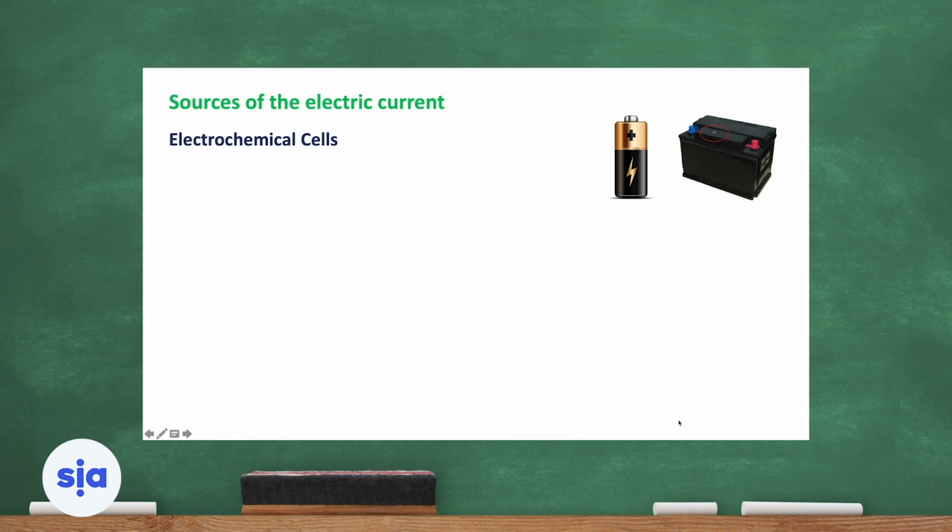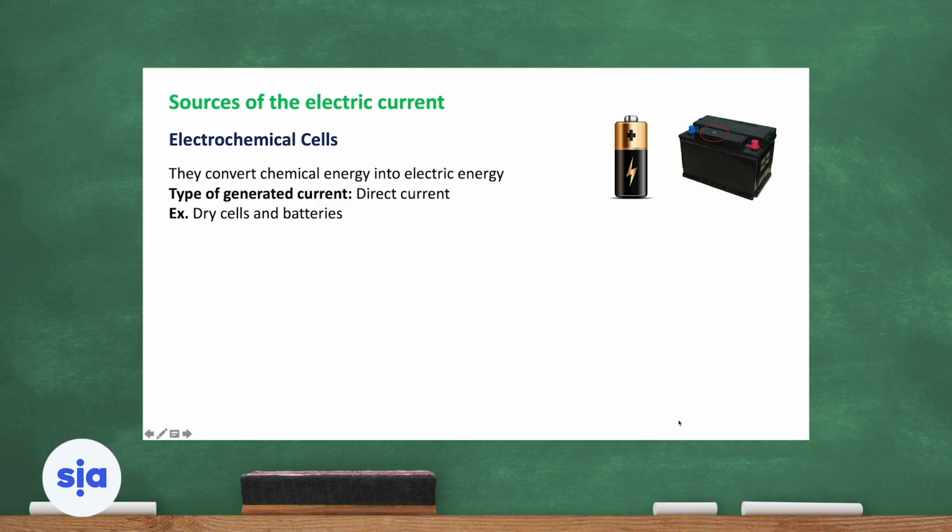Electrochemical cells could be the source of an electric current. They convert chemical energy into electric energy. The type of generated current is called direct current. For example, the dry cells and the batteries.